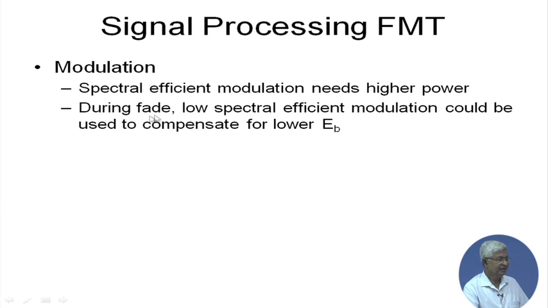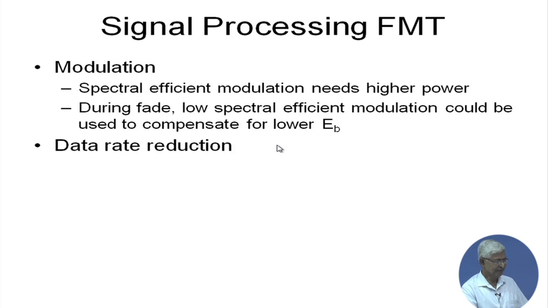Now during the fade, we have seen from the curve, that there will be attenuation. To maintain the same BER, we can use a lower spectral efficient modulation that could be used to compensate for lower EB. Because of the fade, the EB has reduced, C has reduced, means the energy per bit EB also has reduced. So from higher spectral efficient modulation we come down to lower spectral efficient modulation. So bandwidth requirement will be more, but we can manage the fade.